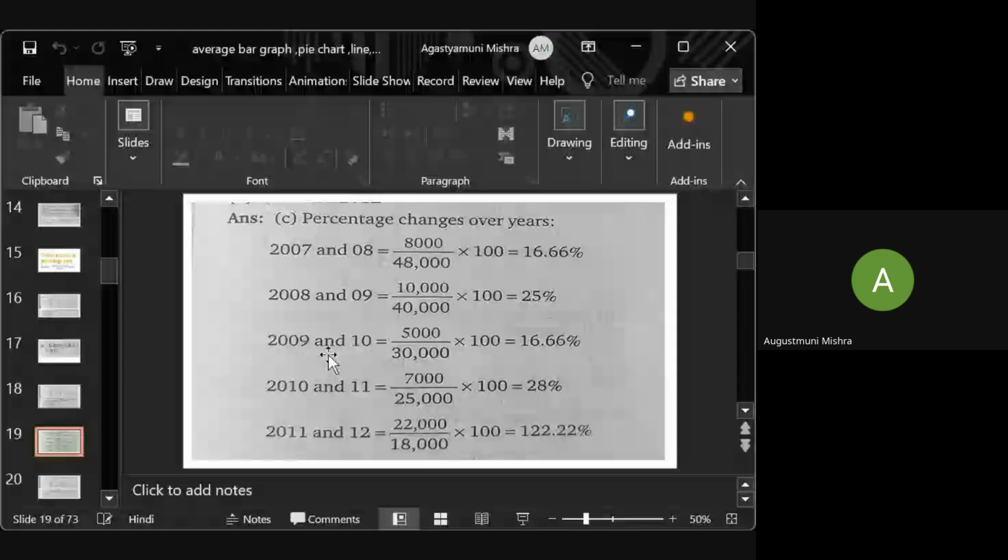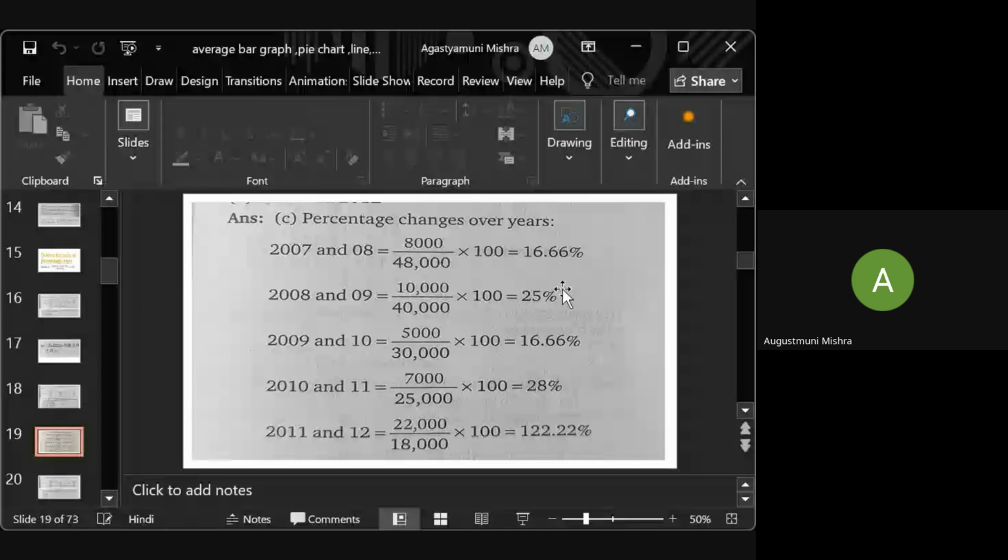Now I'm going to change the slide because it's over. So the correct answer is C. Now you can just use that formula which I have shown you in the slide: new value minus the old one, upon the old value, into 100, and you will get the percentage of every part.